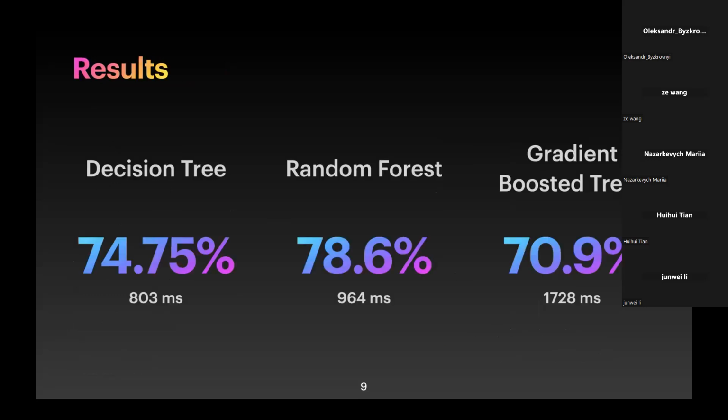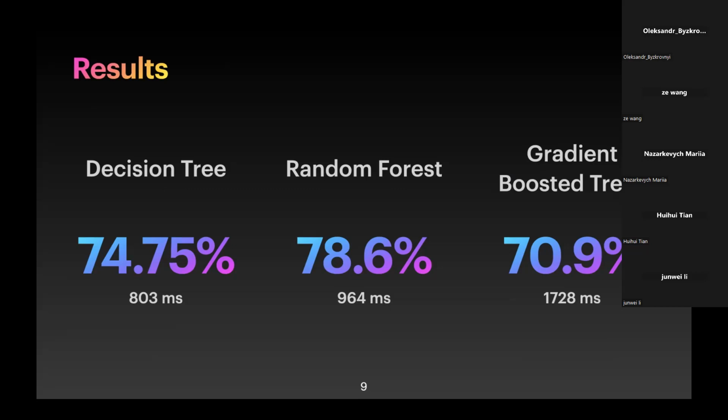Consider the results of the experiment. The training time for the decision tree model is 0.803 seconds. The model achieved an overall accuracy of 74.75%. The training time for the random forest model is 0.964 seconds, and the model achieved an overall accuracy of 78.